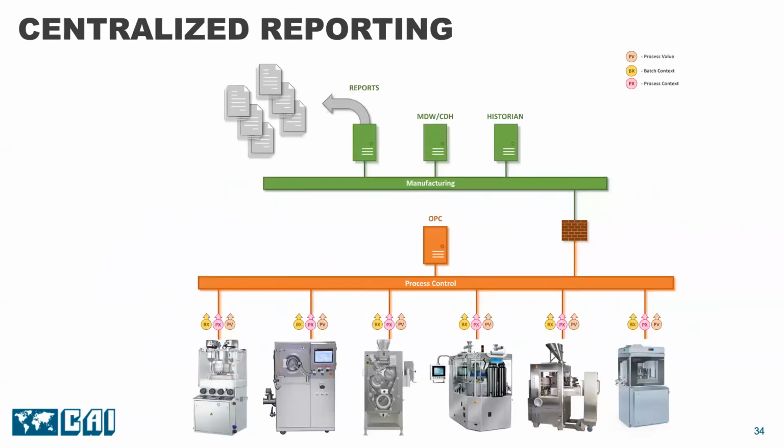What's another option? With the data infrastructure that we've been talking about, centralized reporting is the way to go. The process control on the processing equipment has the process values, the process context, and often the batch context. With our OPC server, regardless of the process controller used by the vendor, we can connect to it and we can expose the process values and store them in our data historian.